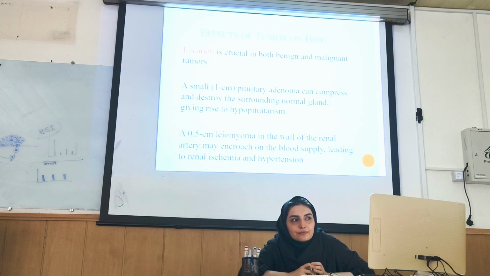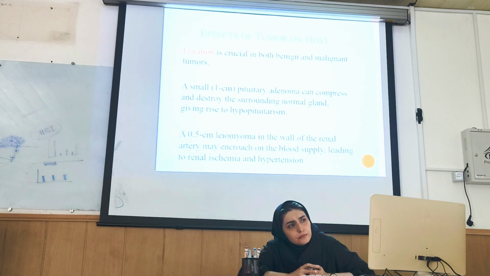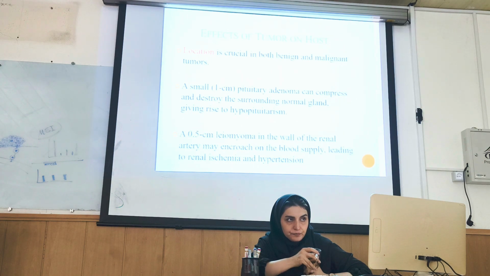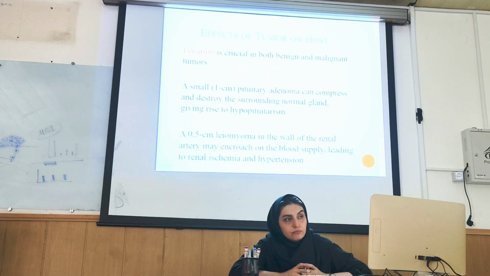They're saying that the location of the tumor is important. So, for example, a small tumor, even if it's benign, if it's somewhere near something important, it can cause a lot of damage. For example, a small tumor in the pituitary gland can compress the gland and cause hypopituitarism. Even if the tumor is benign, it will still cause this effect. Or for example, a small tumor in the wall of the renal artery may compress it, causing renal ischemia and hypertension. Even though it's benign, it still causes a lot of damage.